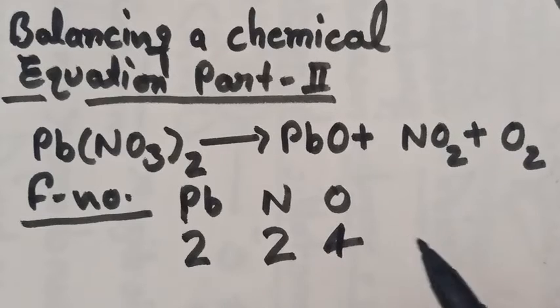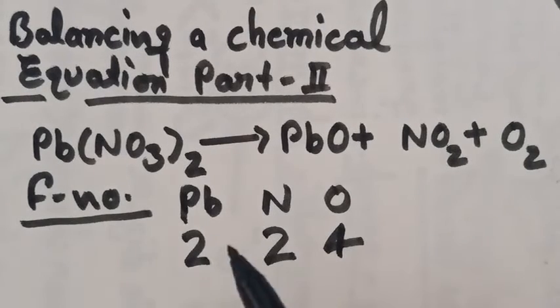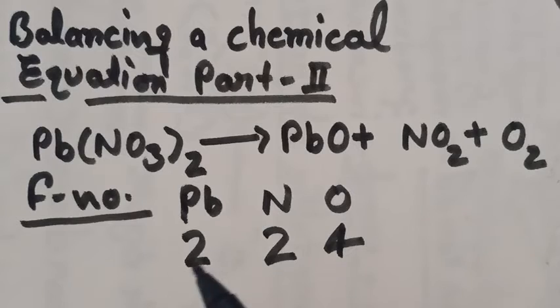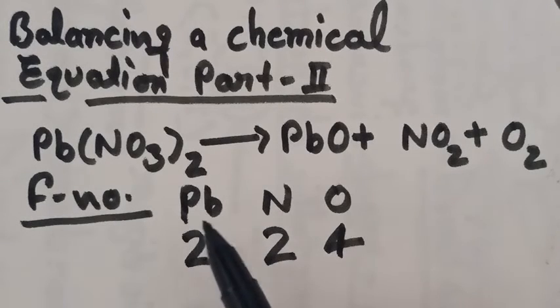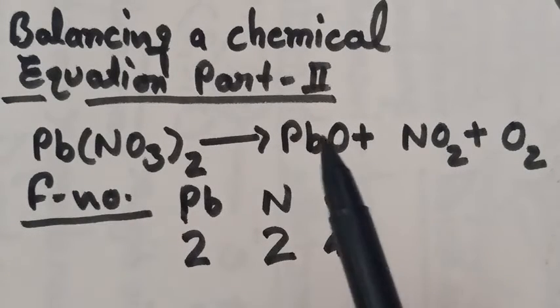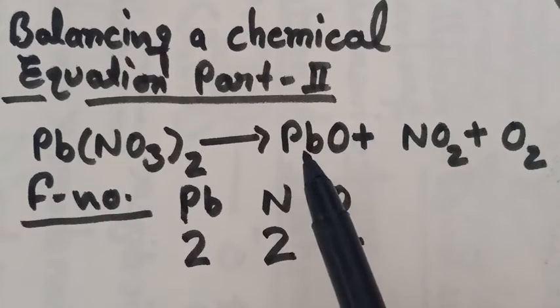According to our rule, we have to balance the lowest frequency first, but here two elements have the same frequency, so we have to balance the metal first. Lead is a metal, so being a metal we balance this one first. Here lead is 1 and on the other side lead is also 1, so it is already balanced.